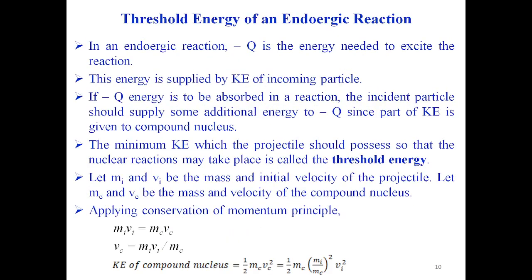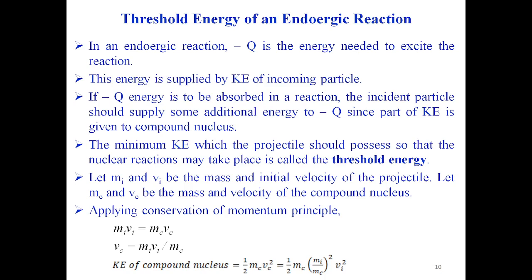So, threshold energy of an endoergic reaction. Let us calculate the threshold energy of an endoergic reaction. In an endoergic reaction, minus Q is the energy needed to excite the reaction. That means the Q value is negative. This energy is supplied by the kinetic energy of the incoming particle.